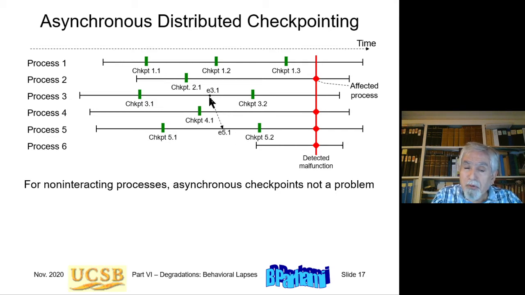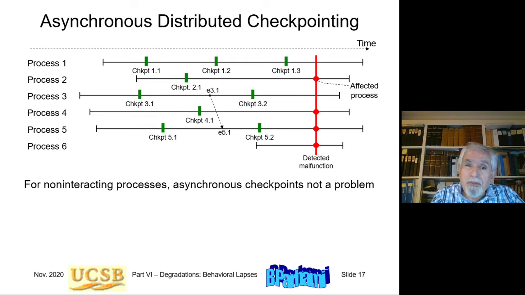So here I've shown, let's say, a message being sent by this process. This is event 3.1, event 1 for process 3. This is event 1 for process 5. So the sending of this message is an event for that process, and the reception of that message is an event for this process. And of course, the cause-effect relationship says that this event occurs later than this event.